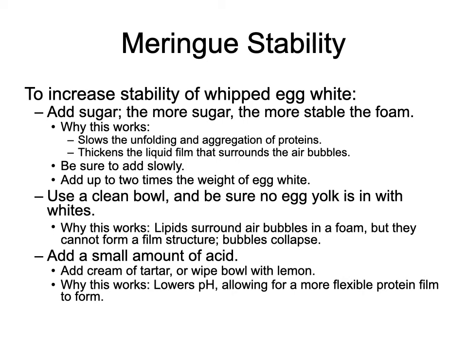Use a clean bowl. Egg whites do not like fat. If there's even the smallest speck of egg yolk in that egg white, it could cause the entire mixture to collapse. So what happens here is lipids surround air bubbles in a foam, but they cannot form a film structure. The bubbles collapse. So any oils, now that could be on the bowl, it could be on the whip, it could be something that is some gook that's hanging from the underside of your mixer. Just make sure that everything you're working with is clean. It is free of any fats, any sort of contaminants.